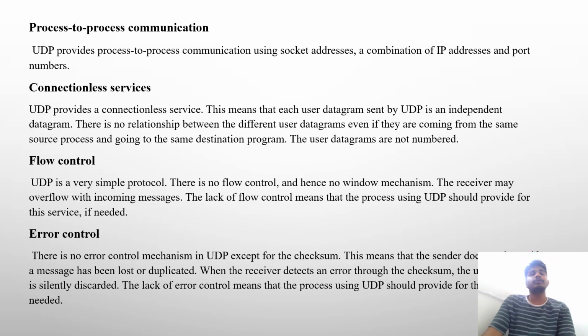Process to process communication: UDP provides process to process communication using socket addresses, a combination of IP addresses and port numbers. Connectionless service: UDP provides a connectionless service. This means that each user datagram sent by UDP is an independent datagram. There is no relationship between the different user datagrams, even if they are coming from the same source process and going to the same destination program. The user datagrams are not numbered.